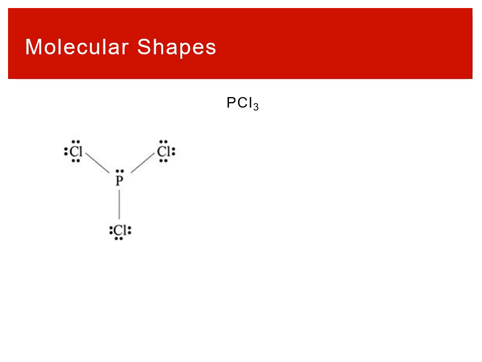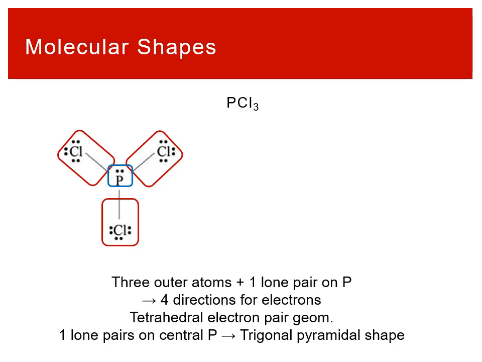Phosphorus trichloride. I got the Lewis structure shown up here. If I take a look, again, I'm bonded to 3 things, right? 3 outer atoms, 3 chlorines, and there's a lone pair on the phosphorus, right? So that takes up some space. So now when I say I'd have 3 outer atoms plus 1 lone pair on the phosphorus, this would be 4 directions for electrons again, giving me a tetrahedral arrangement.